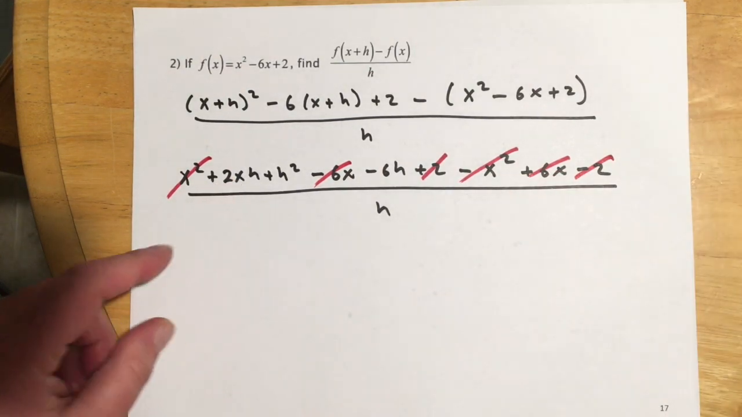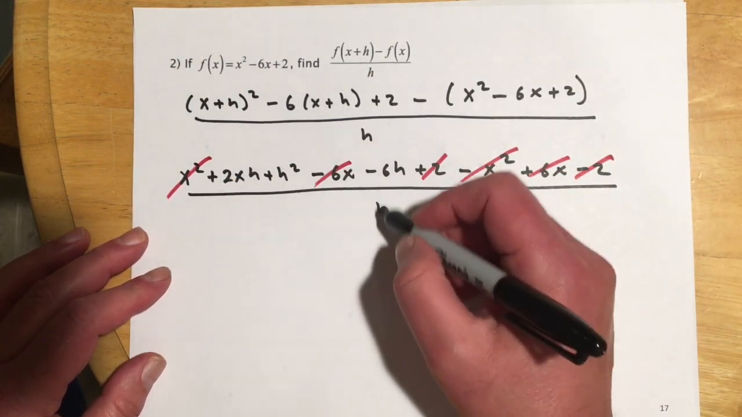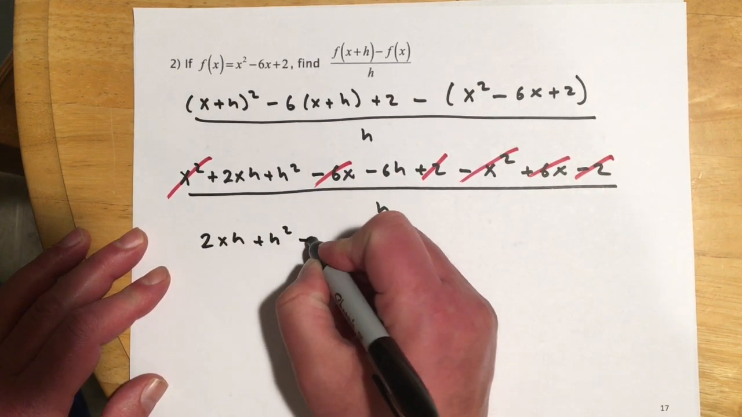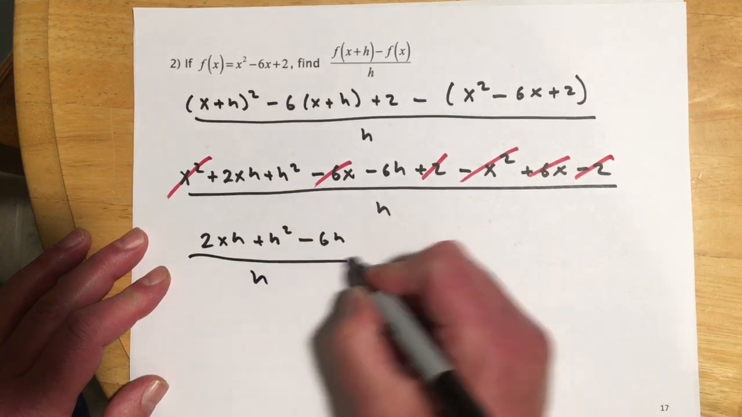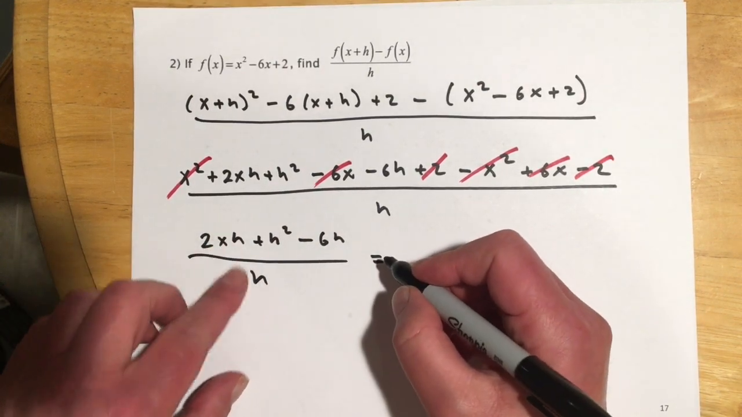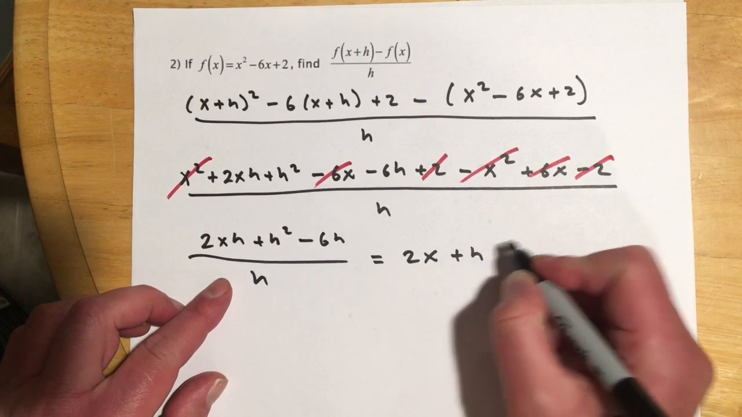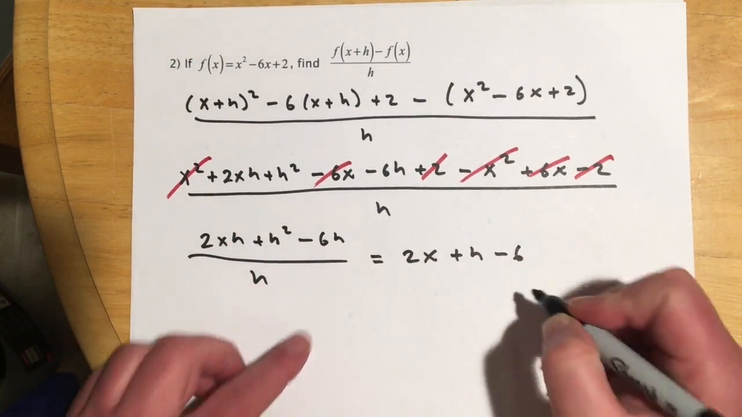And then for what's left, this h should divide into everything. So 2xh plus h squared minus 6h over h. And so here the h would cancel, leaving 2x. Here it would go in once, leaving an h. And there it would cancel, leaving minus 6.